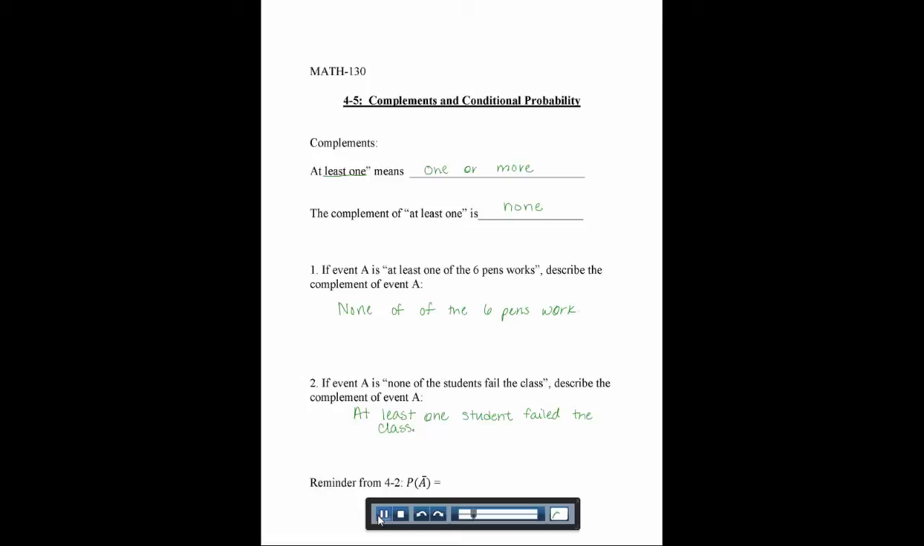So we'll use complements quite a bit to find the probability of at least one of something happening, because we can actually just take the complement of none. A reminder from section 4.2, the first section of chapter 4: if we want the probability of the complement of A, since A and the complement of A have to add up to the whole sample space, the probability of the complement of A is 1 minus the probability of A. So what this means for our at least one is that the probability of at least one is going to be equal to 1 minus the probability of none.